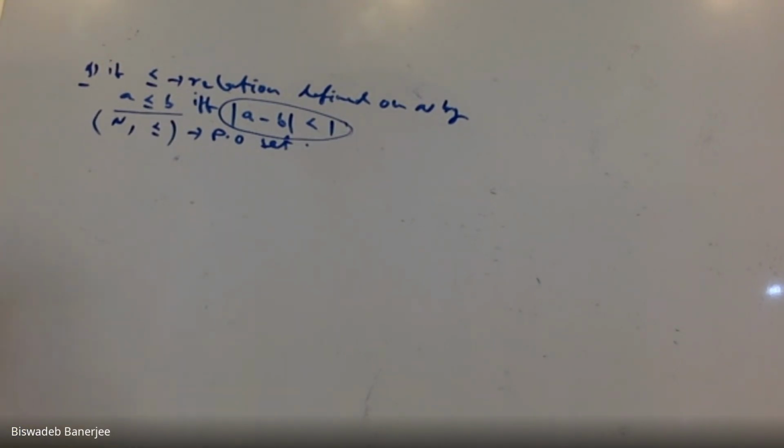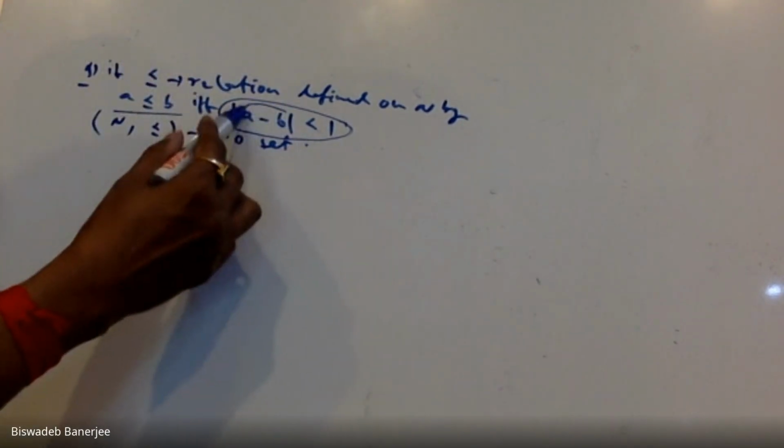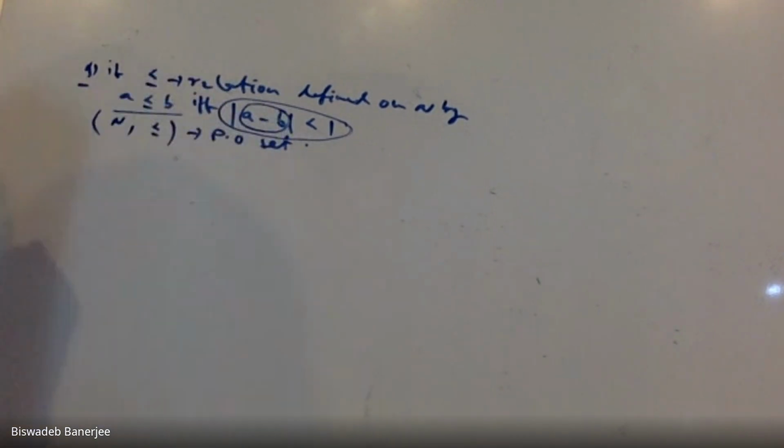So if we take some value, say that A minus B should be less than or equal to 1, and this relation should satisfy it. Clear? This relation is satisfied for some value.